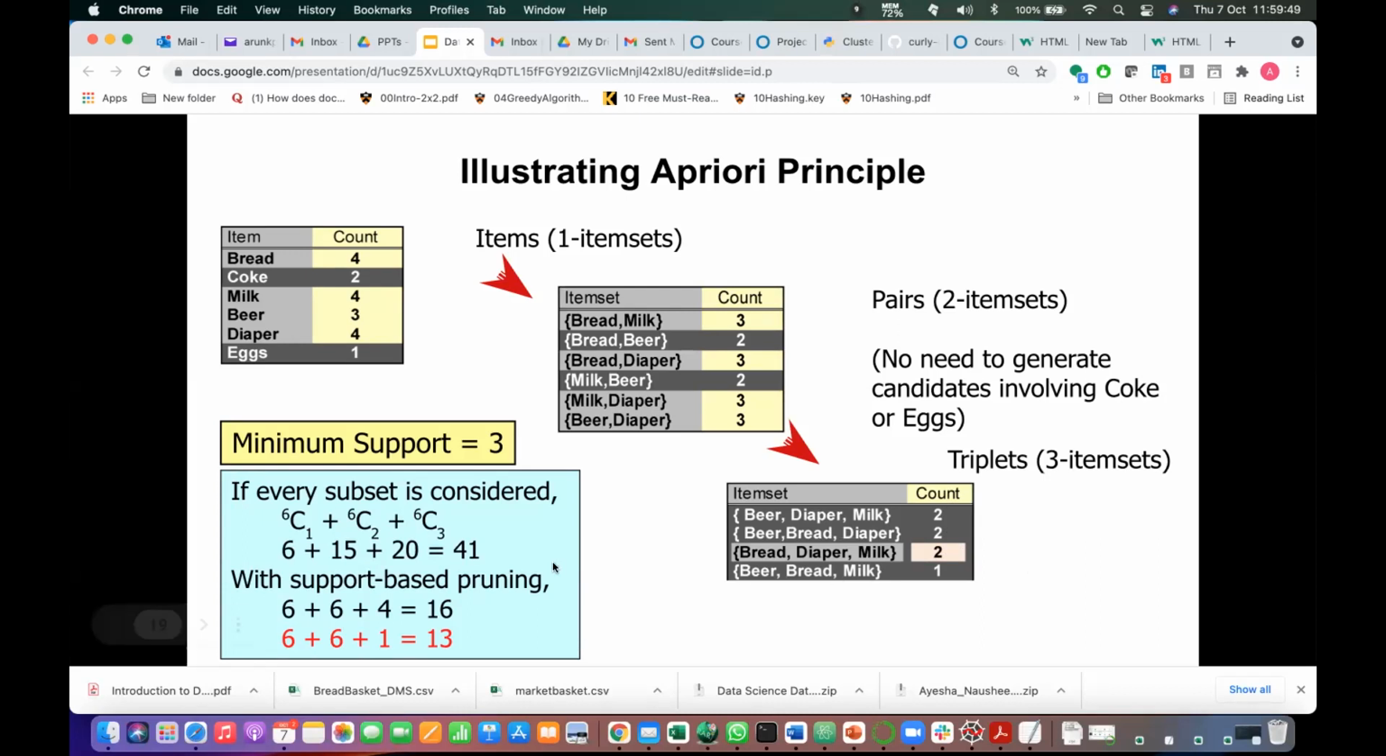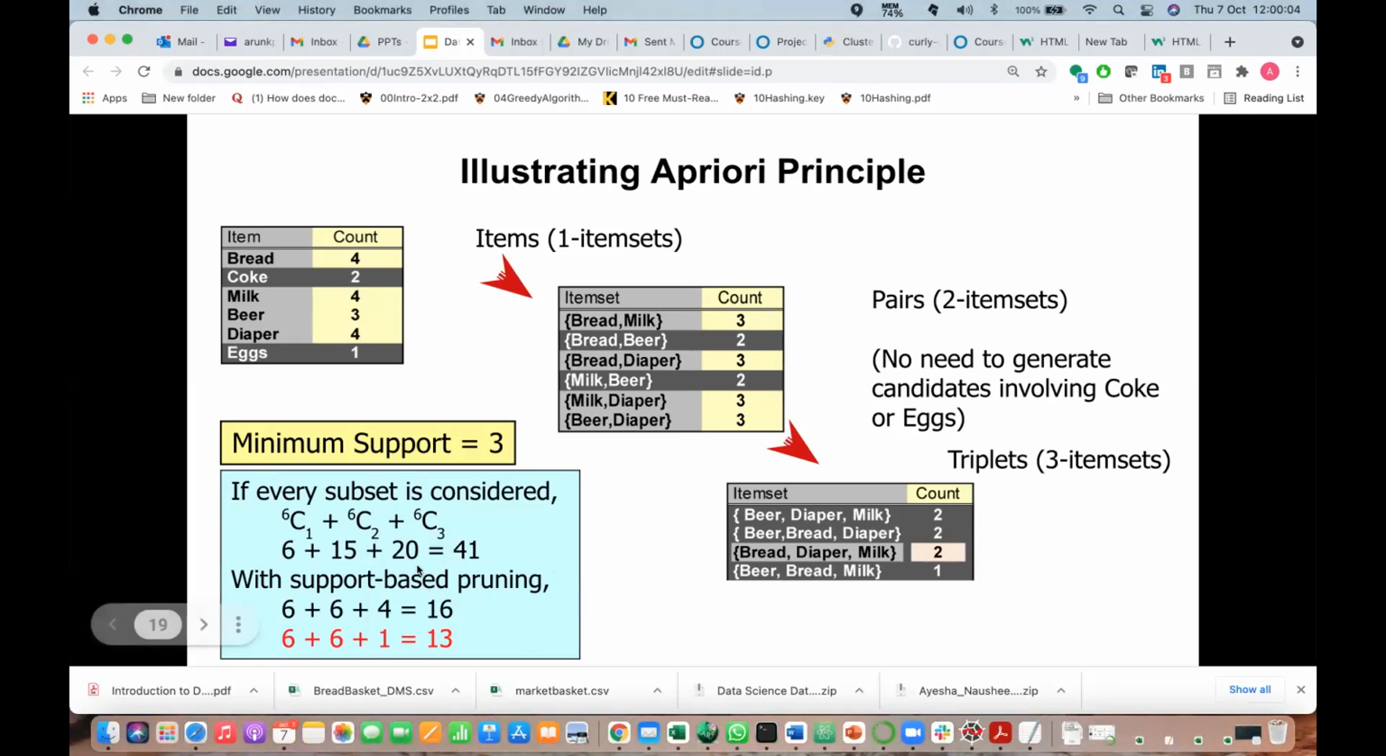So if you do the original formula, 6C1, 6C2 plus 6C3, 3 item sets, you are getting 41 in the original formula. But if you use this pruning method, then we got 6 for the first time, then 6 for the 2 frequent item sets, and 4 for the 3 frequent item sets. Total is 13. So you are able to reduce from 41 to 16 in the first step. After 3 item sets, it has become 1.